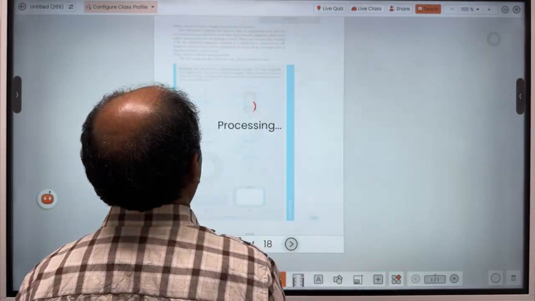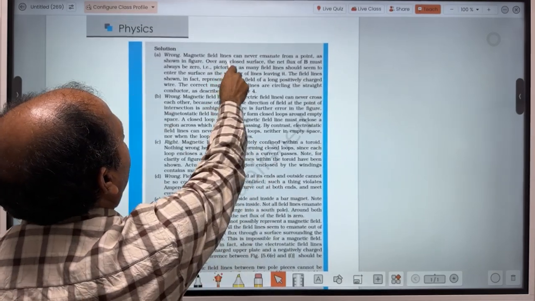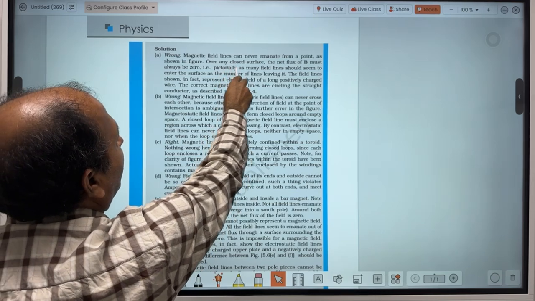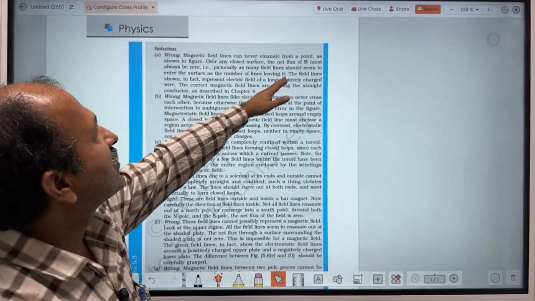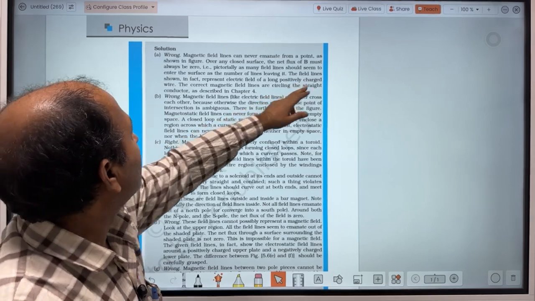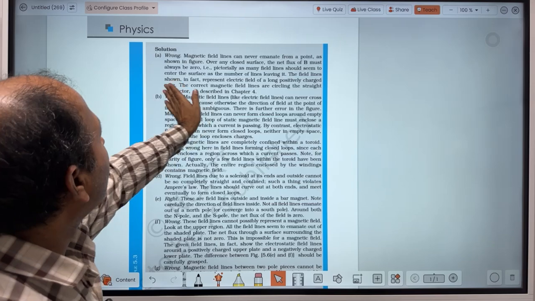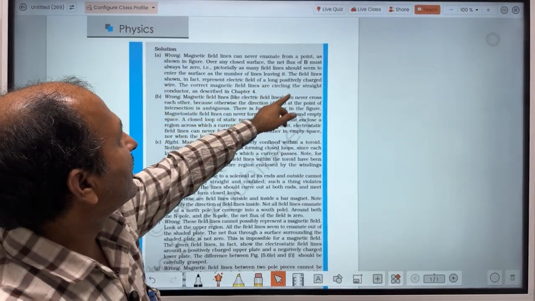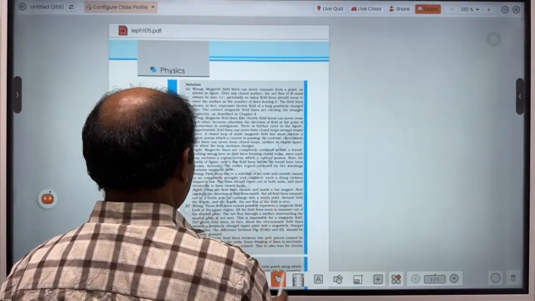If you observe the answer, it is written here that field lines can never emanate from a point as shown in the figure. Over any closed surface, the net flux of B must always be 0. So pictorially, as many field lines should seem to enter the surface as the number of lines leaving it. The field lines shown in fact represent the electric field of a long positively charged wire. That is possible because all field lines are coming out. The correct magnetic field lines are circling the straight conductor. That we have already studied. Now we are going to the second point.